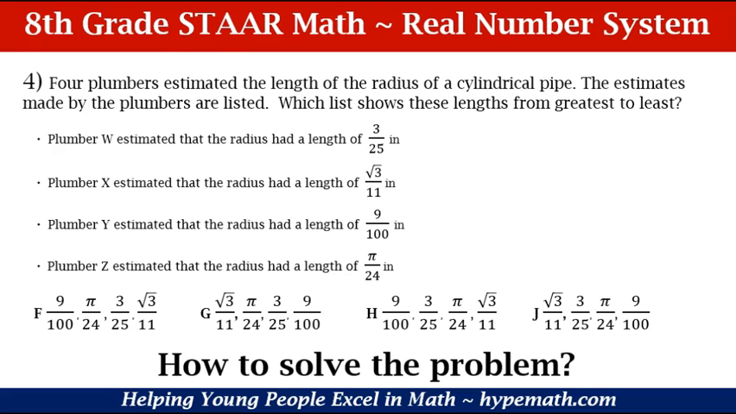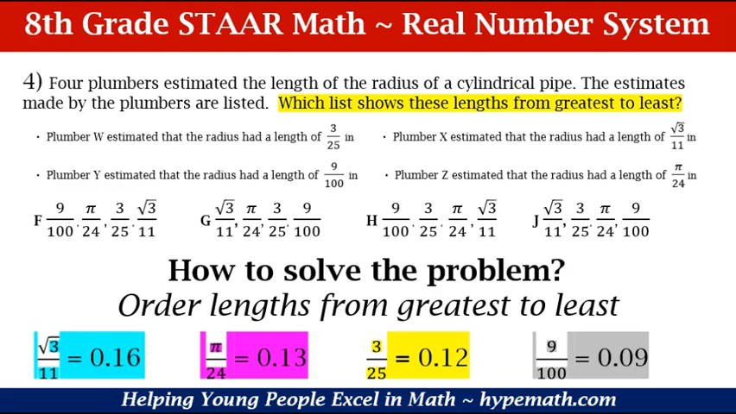How do we solve the problem? That's easy peasy. What we need to do is order the lengths from greatest, which means the larger number, to least, all the way to the smaller number. So let's order our numbers from greatest to least, and we have first 0.16, then 0.13, next is 0.12, and last is 0.09. This is the order from greatest to least.